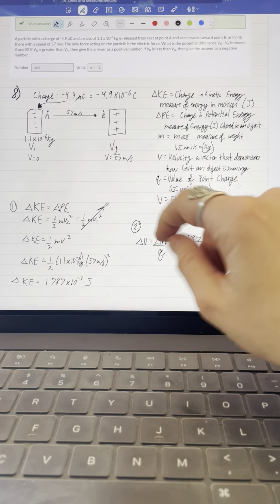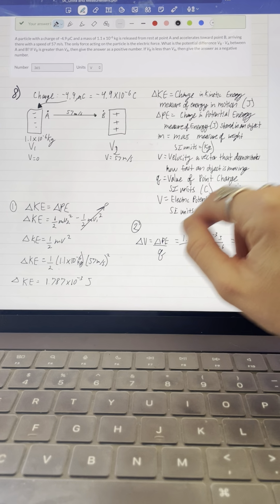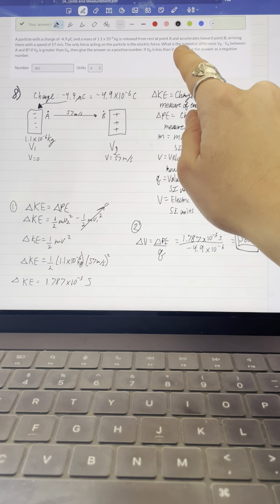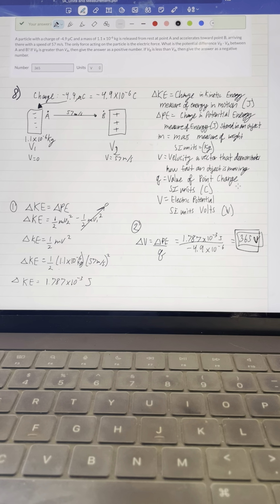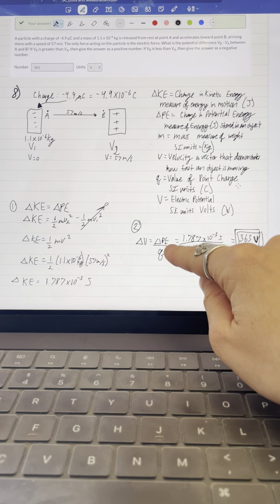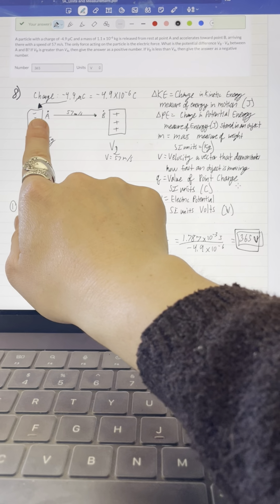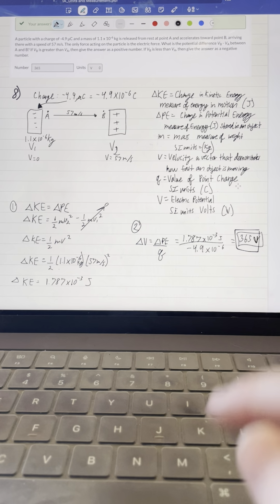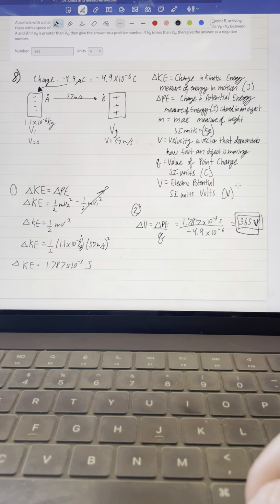And in this equation, I get change in electric potential. I use change because it asks what is the difference between these two volts. So I'm able to determine the voltage difference between these two spots by doing the change in potential energy divided by Q. So I just do the change in potential energy divided by my original charge, and that gives me 365 volts. And this is positive because the volts are going to be positive. You wouldn't have a negative volt.